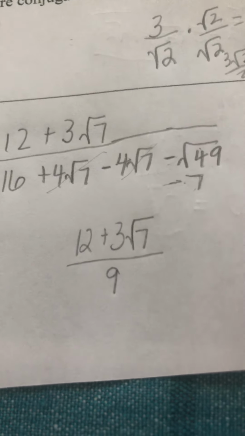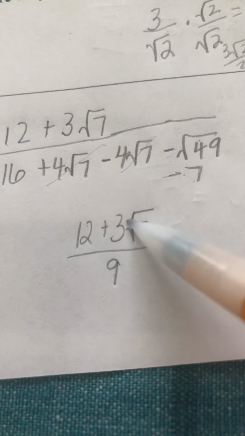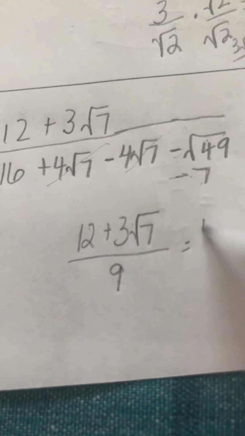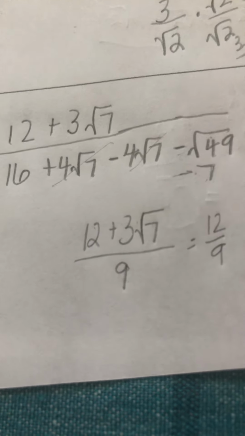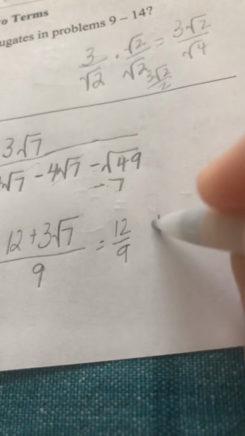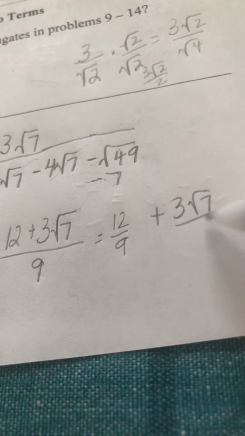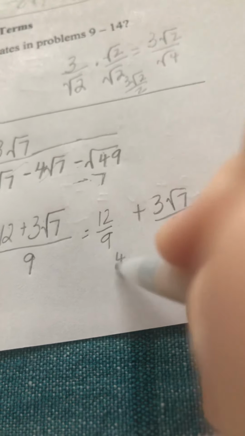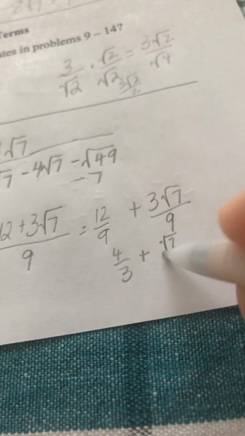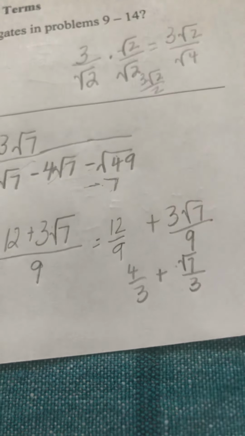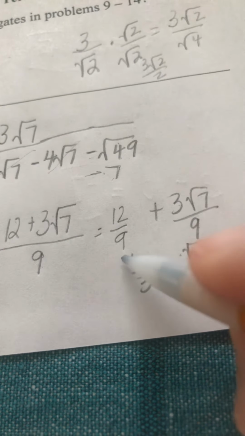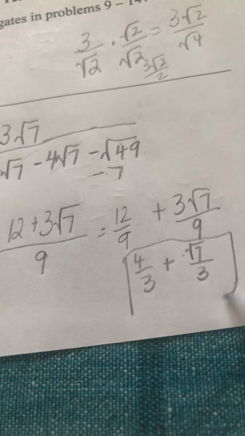And then you could actually break this up into this over this and this over this and simplify, because I could see that these all have a common factor of 3. So 12 over 9 plus 3 root 7 over 9. So that's 4/3. This is 1/3. You can have the 1 there or not. You could write it all over 1 if you want to do 4 plus root 7 all over 3. You can write that as well.